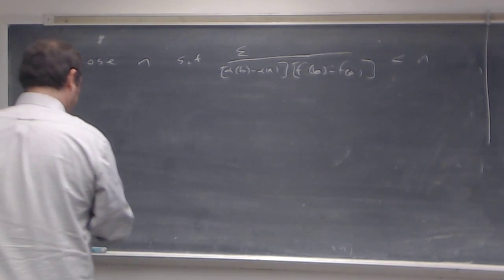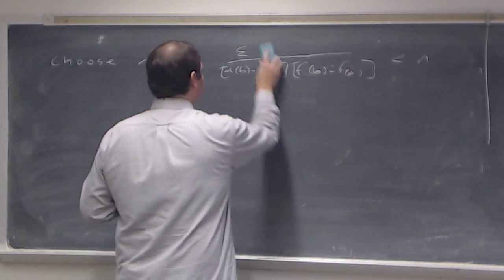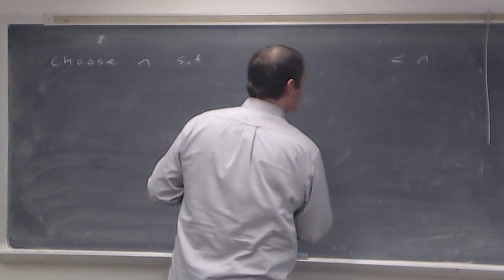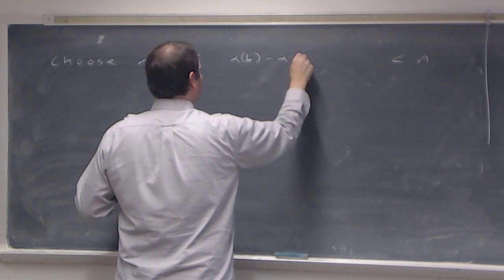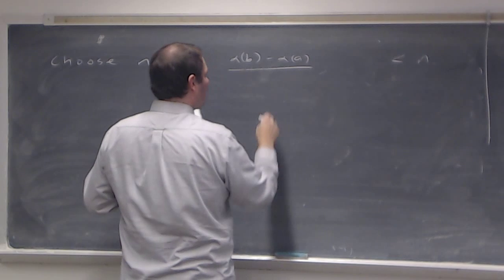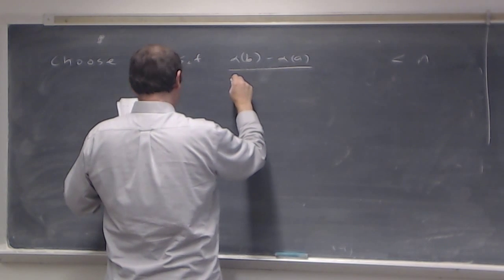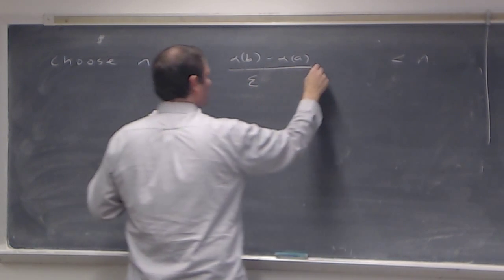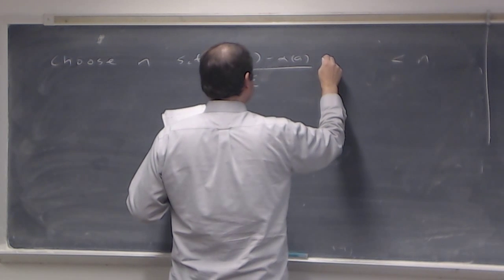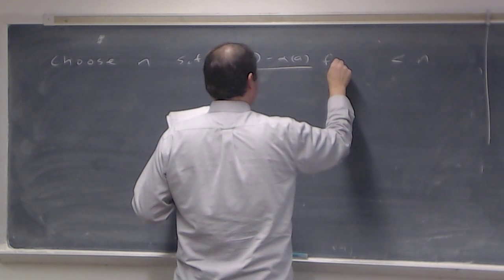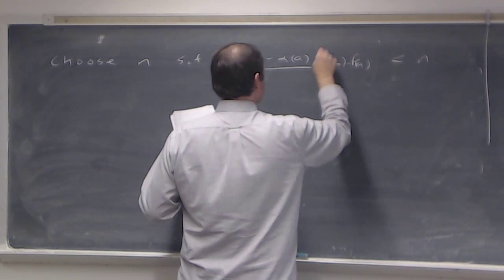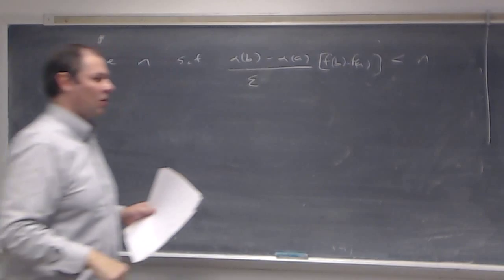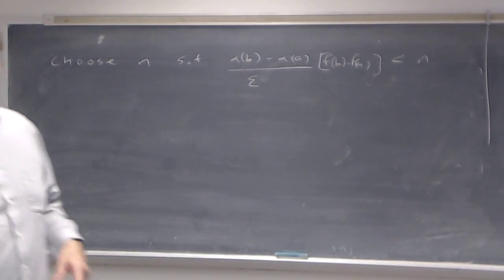I didn't write that correctly. We choose n bigger than, it's supposed to be alpha sub b, oh, I made a mistake, minus alpha of a, all over epsilon, times f of b minus f of a. So I made a mistake, I should have solved for it. I want that quantity over here.